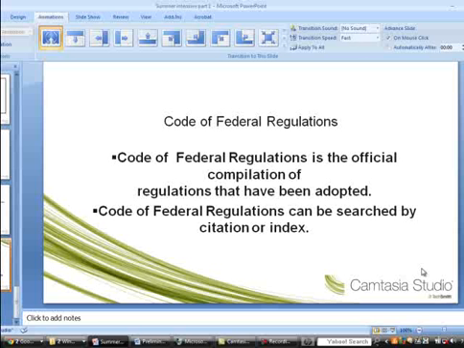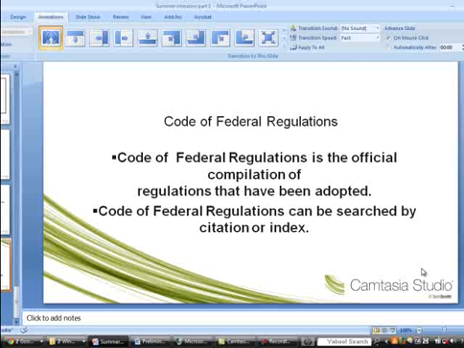Each title is reissued yearly on a staggered calendar basis as follows. Titles 1 to 16 are revised and issued on January 1st. Titles 17 to 27 are revised and issued on April 1st. Titles 28 to 41 are revised and issued on July 1st. Titles 42 to 50 are revised and issued on October 1st.